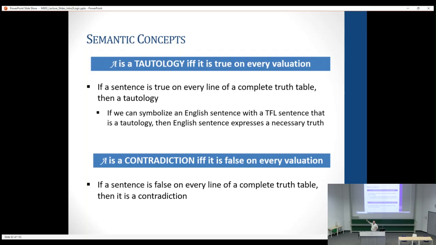Because remember, each row, each one going across, is a valuation. The whole collection of them is an evaluation across all of logical space. So to show that it's true in every valuation would mean in every single row it's true, and the representation on the table is the column. On the flip side, a TFL sentence is a contradiction if and only if it's false in every valuation. So here, the column under the main operator is going to be nothing but F's.